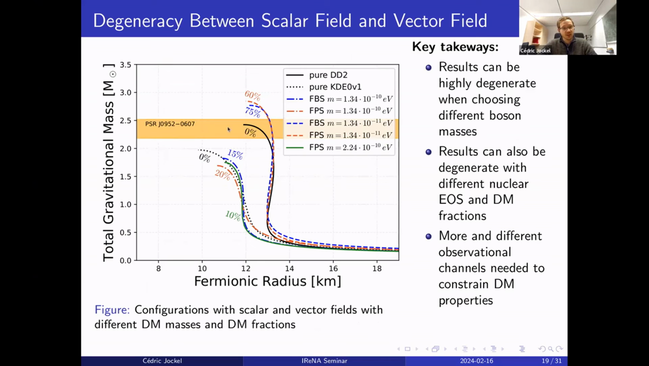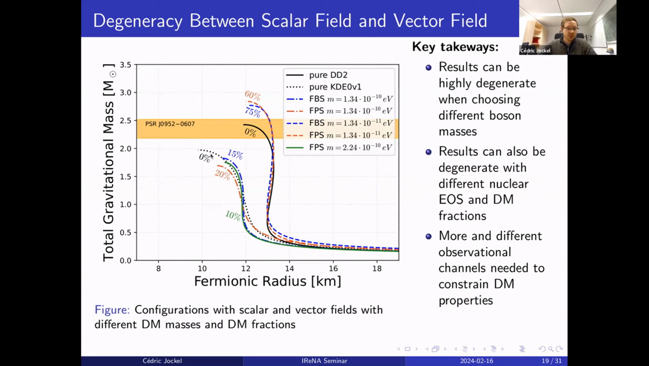And here you can see, especially with the 60% and 70% dark matter configurations, you can have a vector field or a scalar field, which just has different amounts of dark matter inside of a neutron star. And then you have lines which are almost on top of each other. The same thing is true if you look at the bottom left part of the plot.